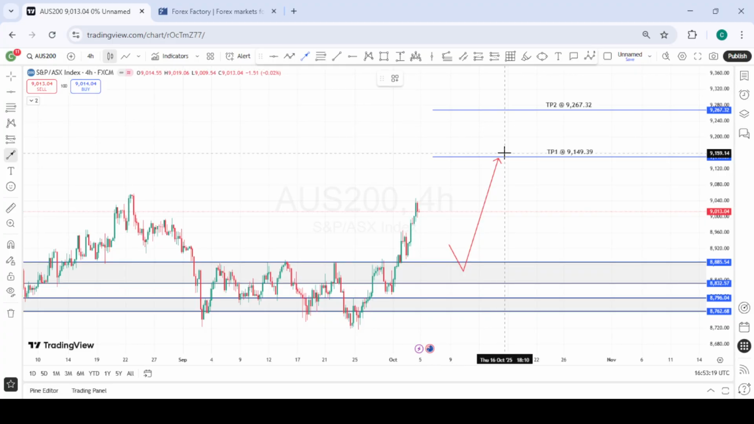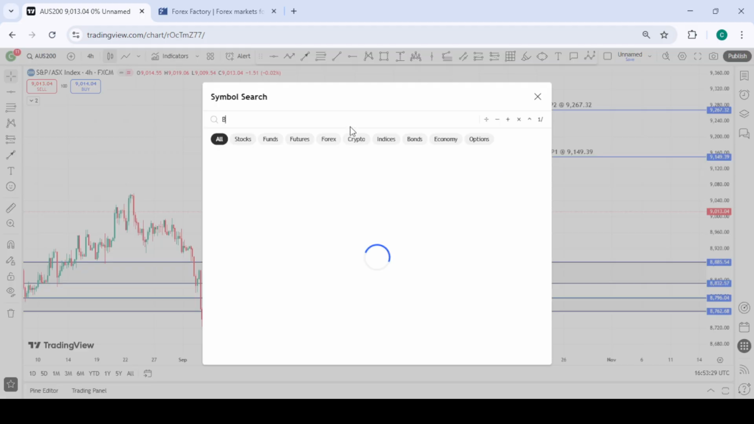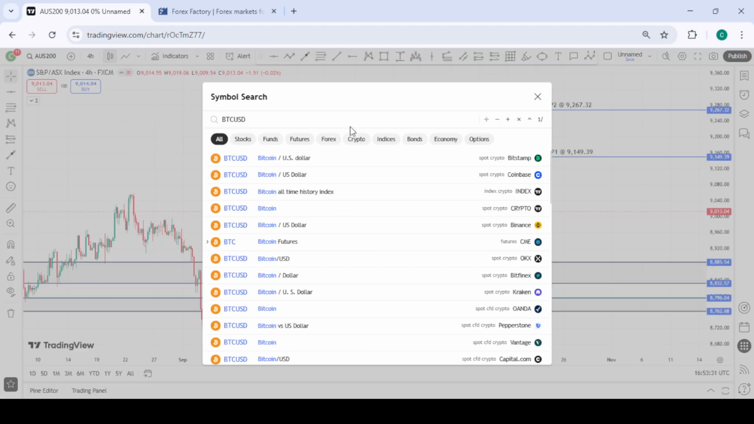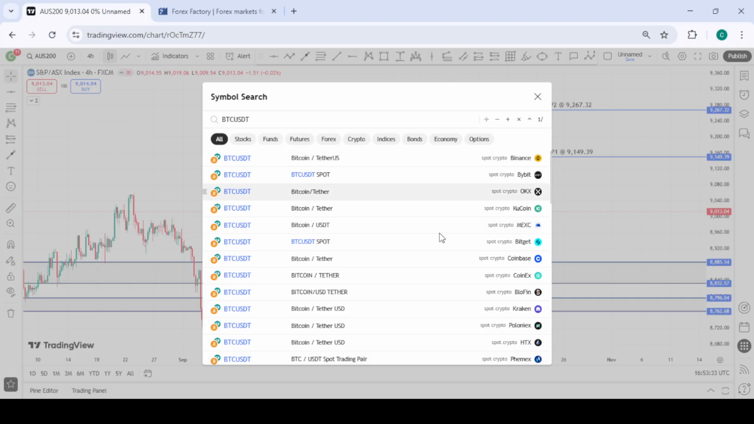I'm supposed to give a bonus for this week. I think I forgot to prepare the setup, but let me drop this one quickly. The bonus setup for this week is BTC.